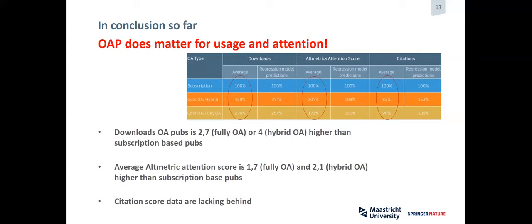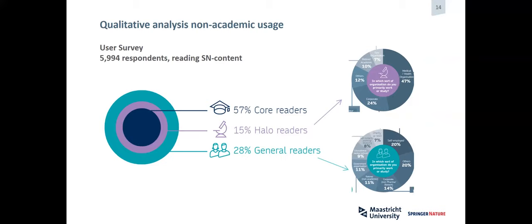I now want to dive into the more practical side, or the more qualitative side of the audiences. We saw that there is an uptake of open access, but where is the uptake coming from? And for this we used a user survey among the readers of Springer Nature content, that is the content published on nature.com, springer.com, and biomedcentral.com. There we received input from about 6,000 respondents, and we distinguished three groups who used the research content for different purposes.